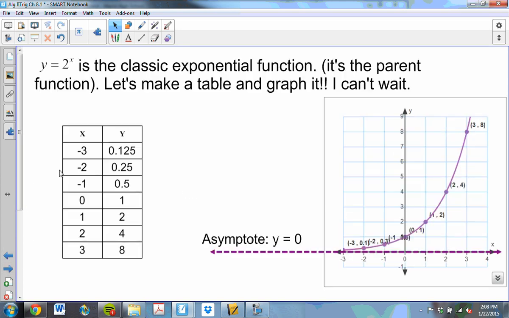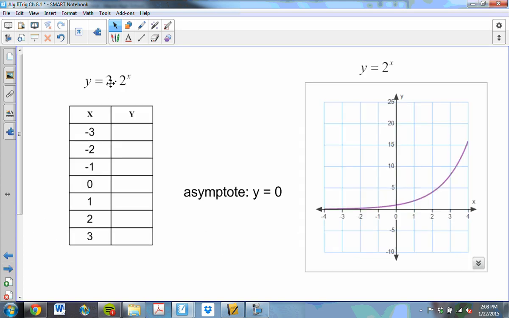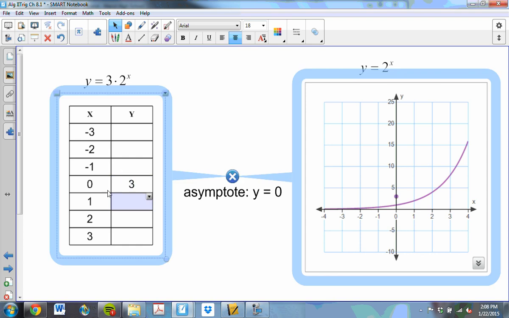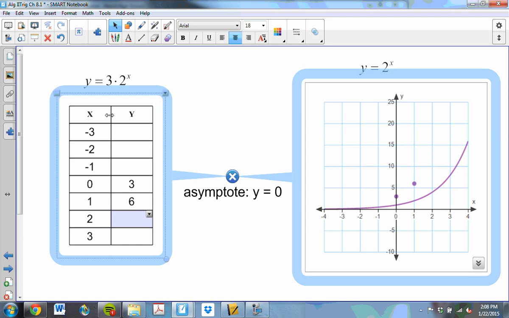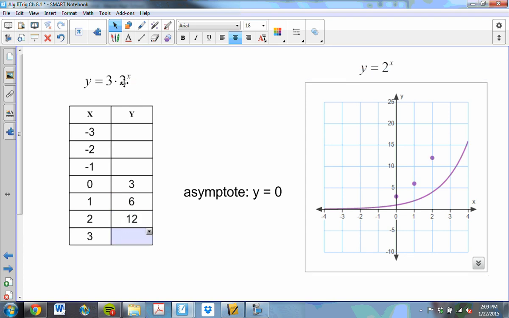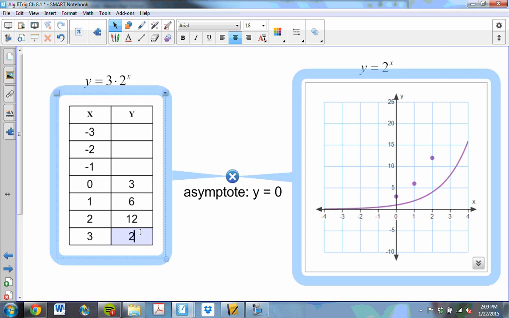Y equals 2 to the x is really the parent function. All exponential growth functions can kind of be looked at as some transformation of y equals 2 to the x. Here I'll take the same graph. Here's y equals 2 to the x right here. I'm going to do a 3 in front of it, so 3 times 2 to the x. If I plug in a 0, 2 to the 0 is 1, times 3 is 3, so that's the point (0, 3). If I plug in a 1, 2 to the first is 2, times 3 is 6. If I plug in a 2, 2 squared is 4, times 3 is 12. And plug in a 3, 2 to the third is 8, times 3 is 24.